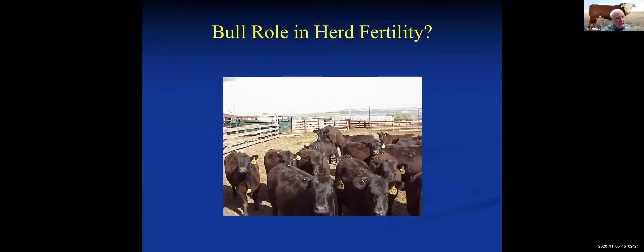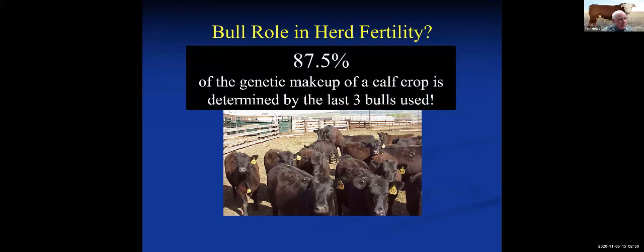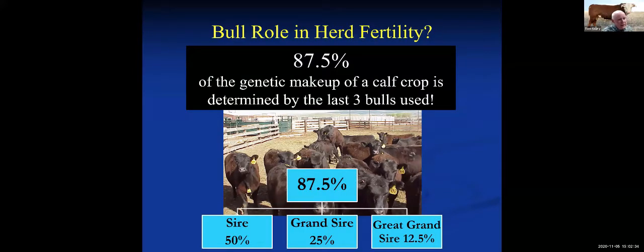So with that, I want to begin with the role of bull fertility in herd fertility. I know that most of you know this, but 87.5% of the genetic makeup of the calf crop is determined by the last 3 bulls used. So if we have any ability to improve herd fertility through bull selection, we need to put some emphasis on selecting bulls that are of greater fertility.